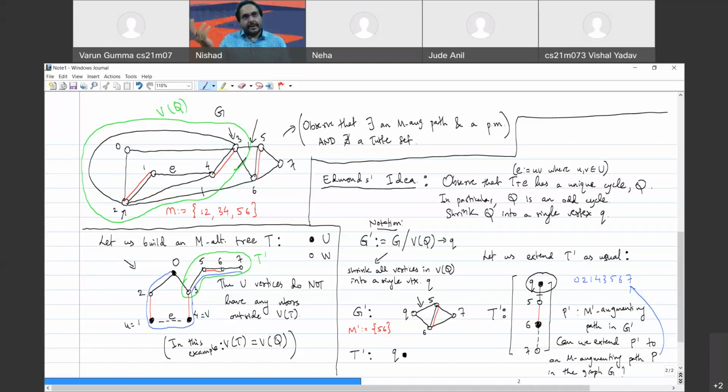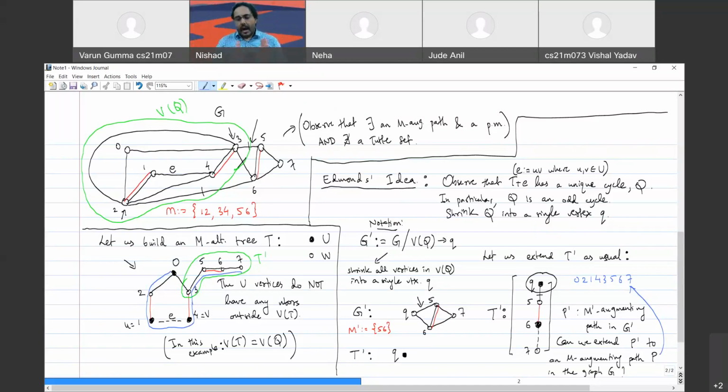We also modified the matching accordingly, and we also shrunk that 5 cycle in the tree, those 5 vertices, into a single vertex to get our T prime. And then we built T prime further, and we got an augmenting path P prime with respect to the matching M prime. And we went back to the original tree by blowing up the little q into the 5 cycle, right? So we went back to that graph. It is not really a tree because it has one more edge, right? And there we were able to find an M augmenting path using our M prime augmenting path.